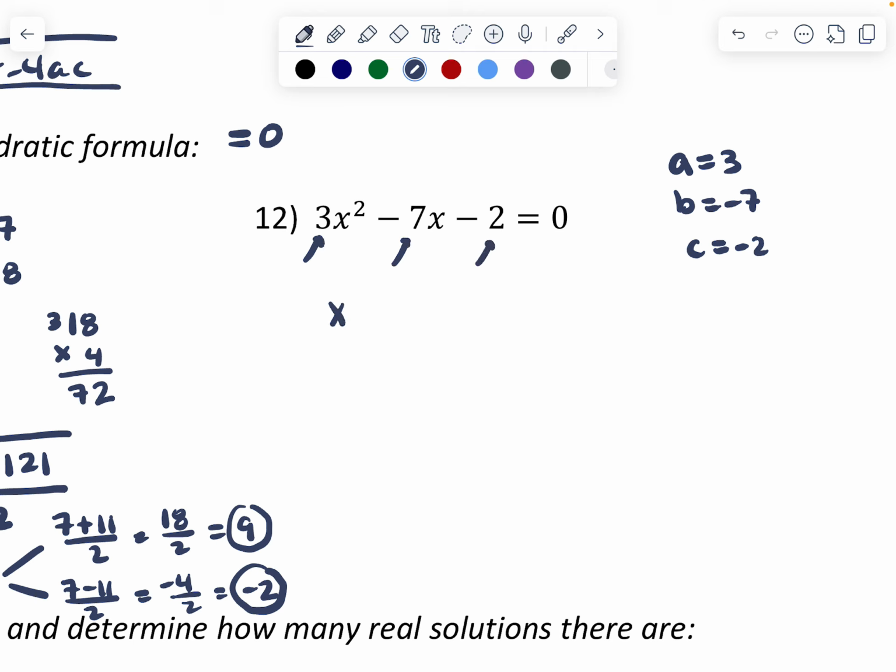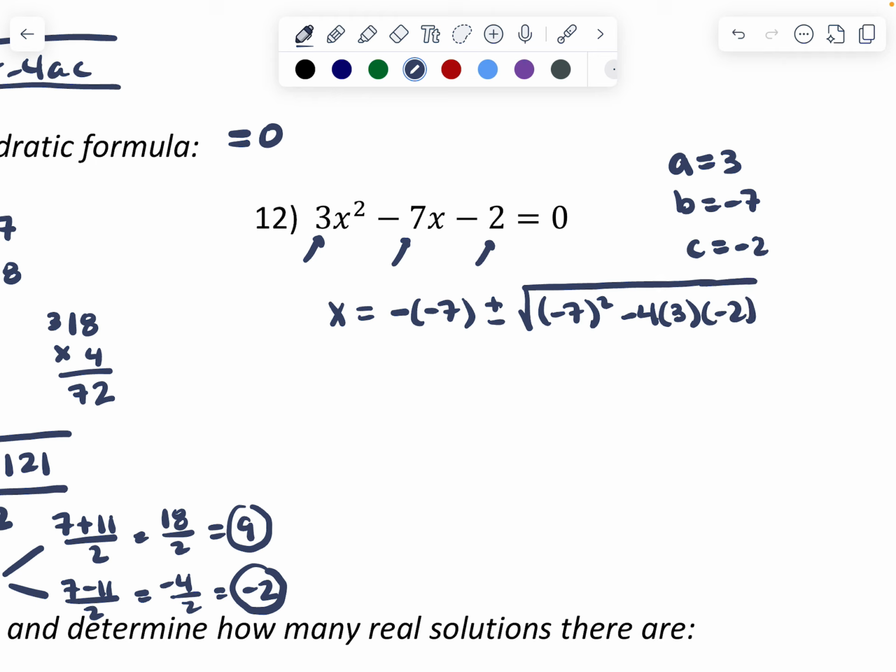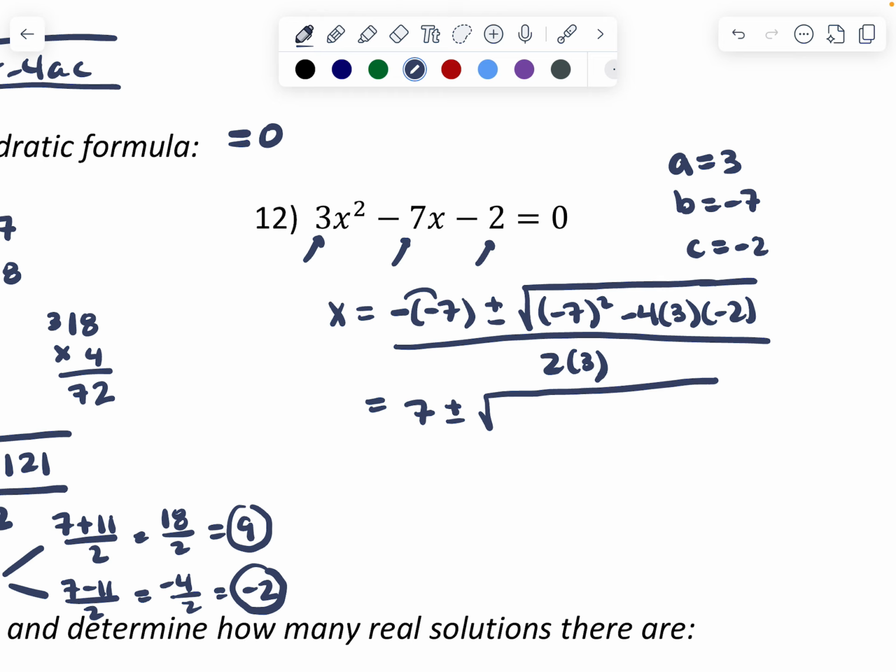So x equals negative b. So negative b, which is -7, plus or minus the square root of b squared, minus 4 times a times c, and then all over 2 times a. So again, simplifying here, a negative and a negative makes a positive, plus or minus the square root of, let me do some highlighting here, -7 squared is 49.